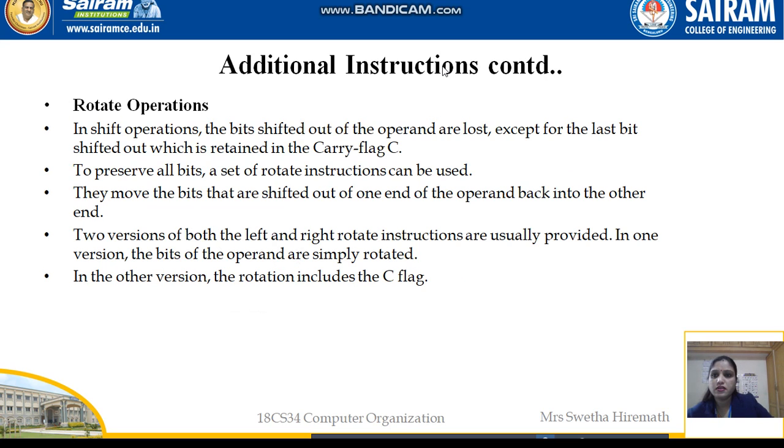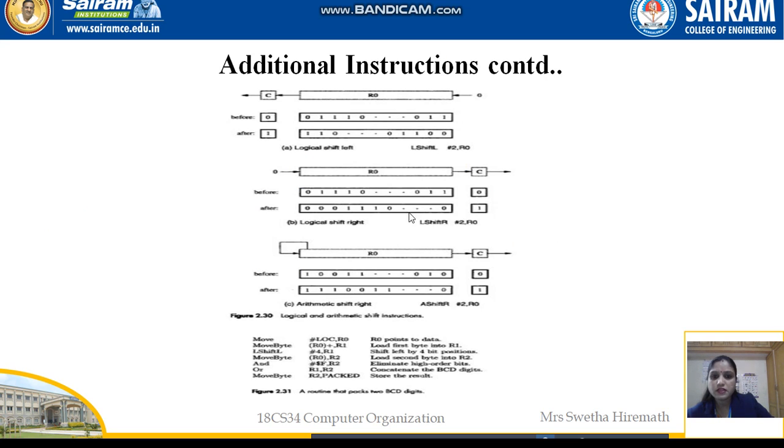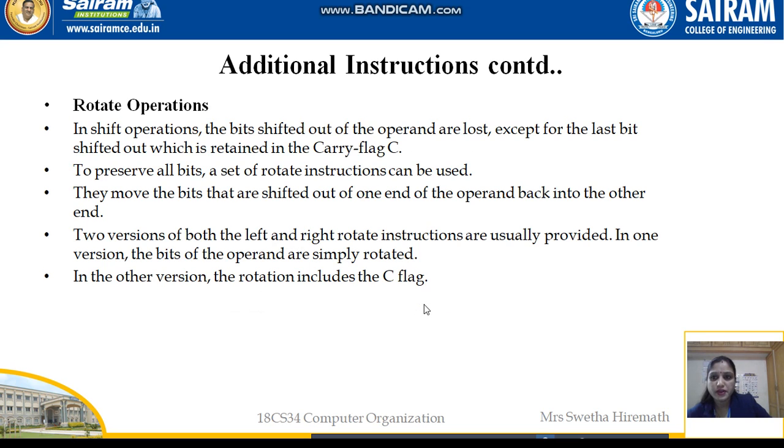Once it is done, next is the arithmetic shift. Arithmetic shift operations: arithmetic shift right hash 2 comma r0. So here 1 0 0 0 0 1 0. Same thing again, it will be moved and again whatever value is stored here will be moved to the carry bit. So this is about arithmetic shift.